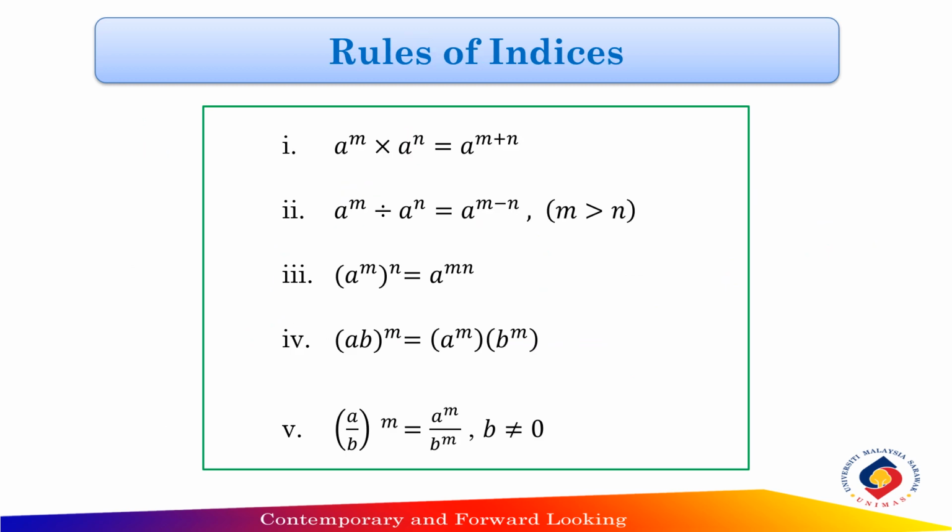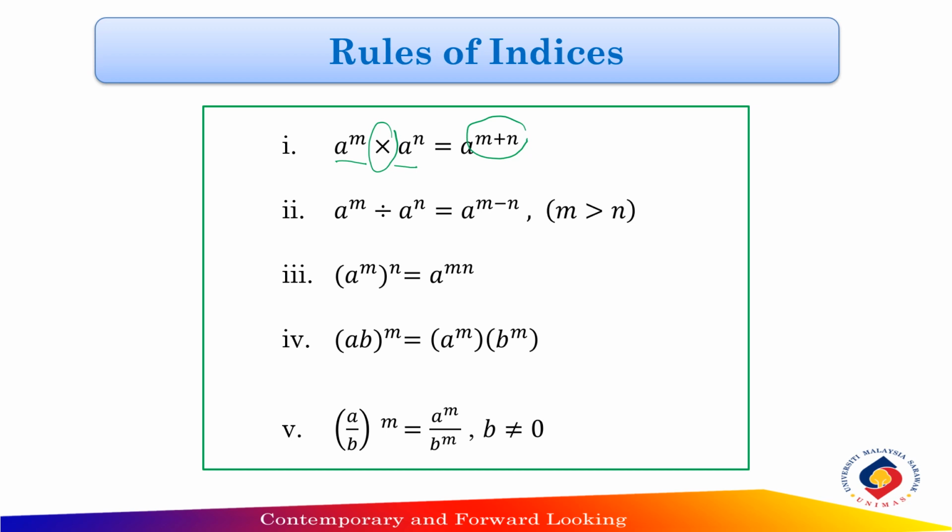Rules of indices. We have 5 rules. The first one, A to the power of m times A to the power of n. When we multiply, the powers, which are the indices m and n, we can add. So it becomes A to the power of m plus n.